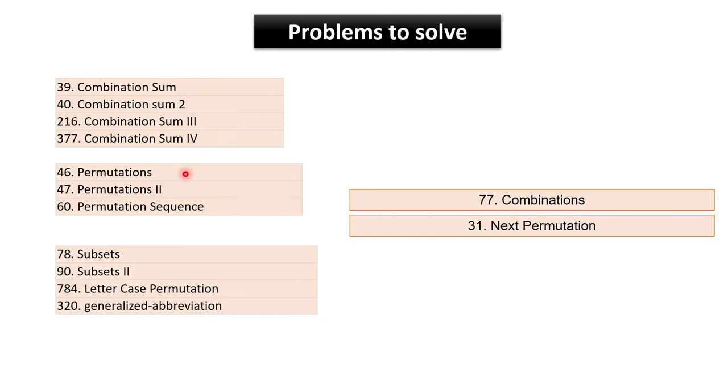The second set of problems are permutation problems, like permutation 1, 2, and permutation sequence. Those are also different problems, and they will help you clear your concepts, and you can code this kind of problem anytime. Another set is subset 1, subset 2, letter case permutation, and generalized abbreviation. These four problems are also very helpful when you have to deal with subsets. Then we have combinations and next permutation. These are also two important problems.